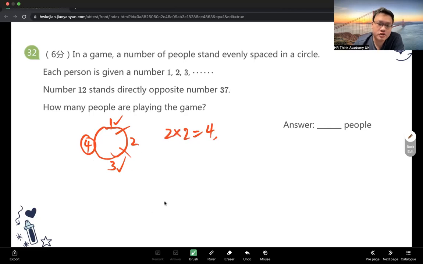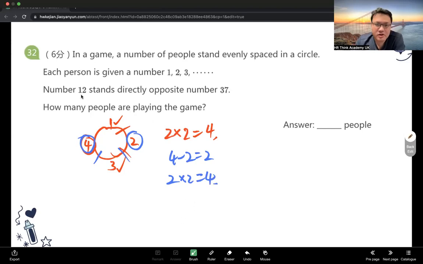And of course, if you choose 2 and 4, these 2 numbers are opposite, right? And that will be 4 minus 2, you got 2. That means these 2 intervals, 4 minus 2. And you just double that number of intervals. You got 4 intervals in total, and that means you got 4 children.